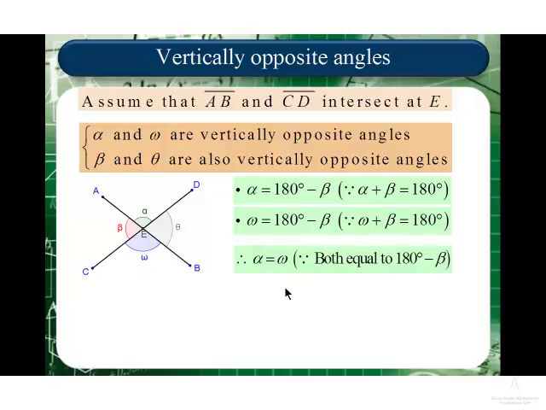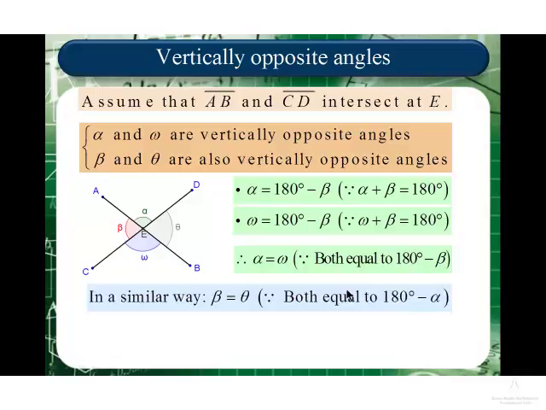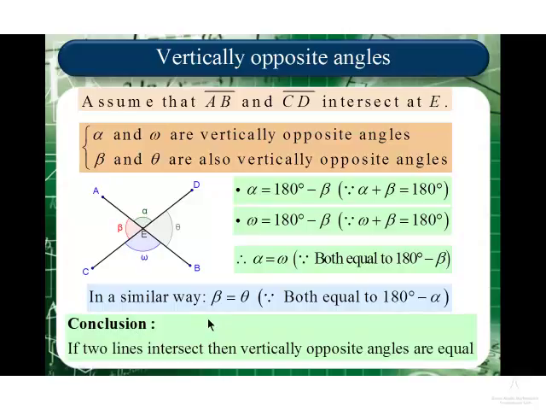Therefore, we can deduce that the angle alpha is equal to the angle omega, because both of them are equal to 180 minus beta. Similarly, we can show that the angles beta and theta are equal. Both of them are equal to 180 minus alpha, because beta and theta, together with alpha on the line segment AB, which is 180, means that both are equal to 180 minus alpha. Thus, we have deduced here that if two lines intersect, then vertically opposite angles are equal.